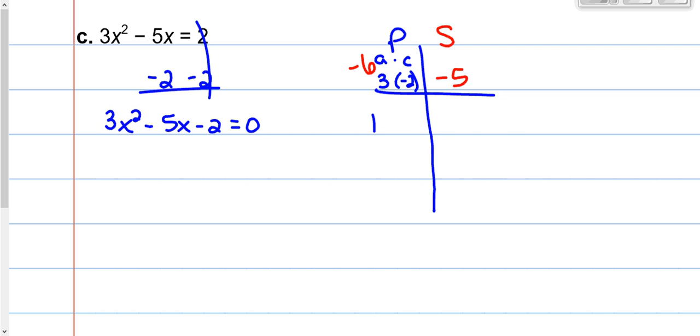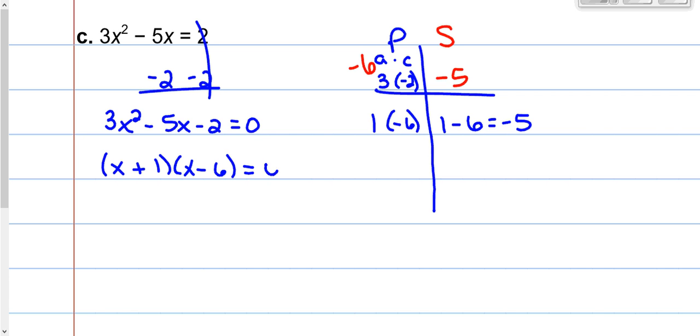So let's look here. Start again with 1. 1 times negative 6. Well, 1 plus negative 6 would be the same thing as 1 minus 6. And there it is. 1 minus 6 is in fact negative 5. So that's going to be our factors. But we're going to have to work this one just a little bit different because of that number in front. Again, I know that you saw this in Algebra 1. This should just be a refresher for you. So go ahead and write your factors like we did before. x plus 1 times x minus 6 equals 0.